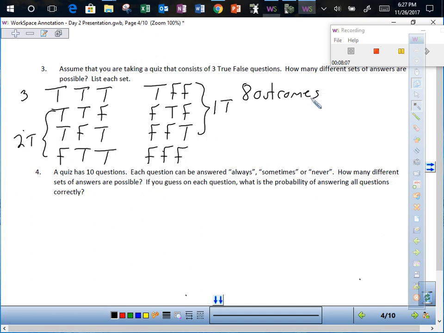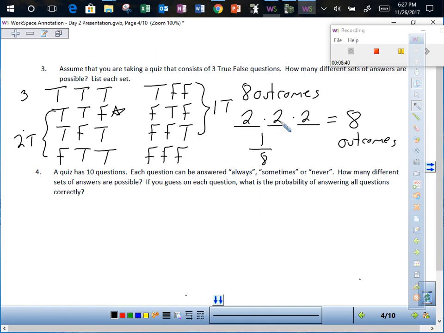The shortcut to it, 3 questions. I had 2 choices on number 1, 2 choices on number 2, 2 choices on number 3. Once I multiply those together, I get 8 different outcomes. While I'm here just to plug it a little bit, the chances that you got them all right would be 1 out of 8. Doesn't matter what it was. If the correct answers went true, true, false, which had been right there, that showed up 1 time out of the 8. So, choices, choices, choices.